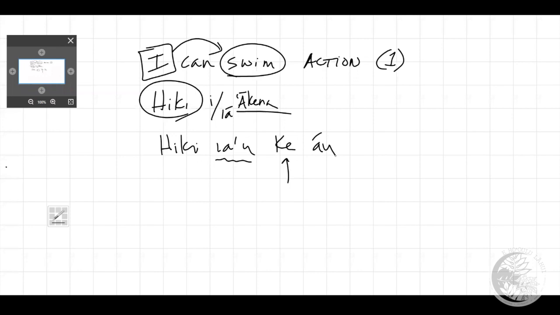Now, another example, maybe instead of I can swim, I'm going to say, Kiola has the ability or can speak Japanese.